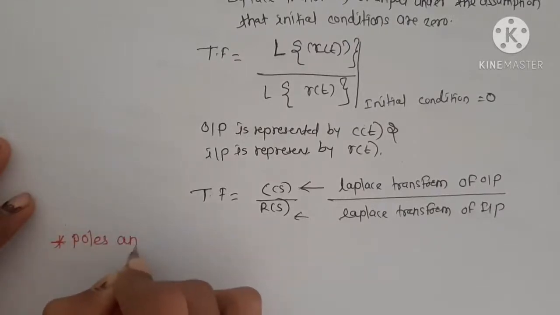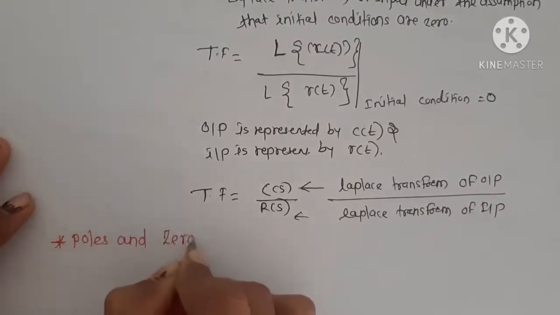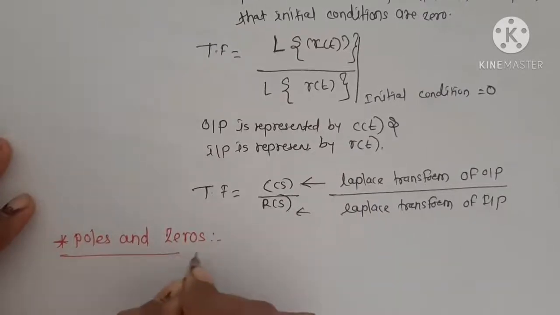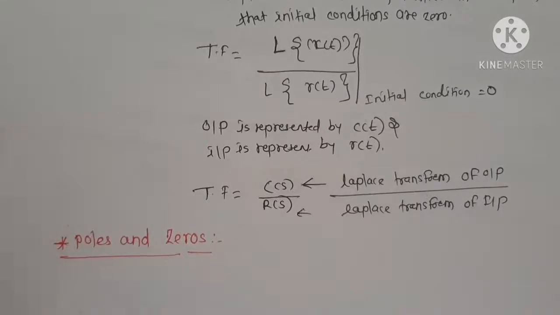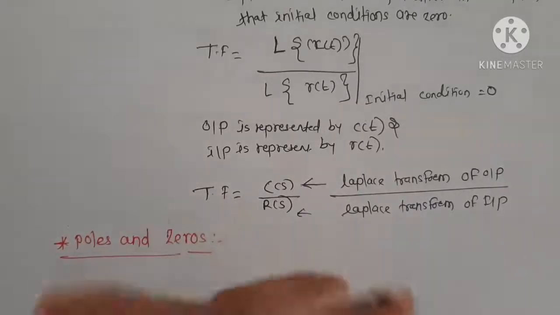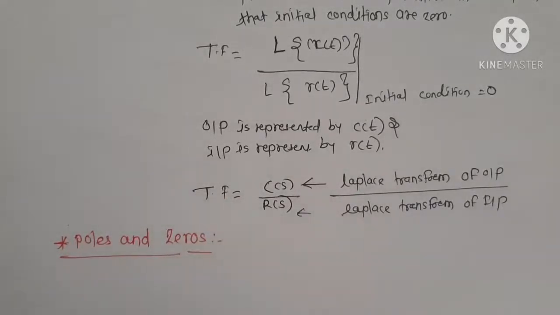Poles and zeros. We have to find the poles and zeros which are present in a transfer function. So let's see which one is called a pole and which one is called a zero.